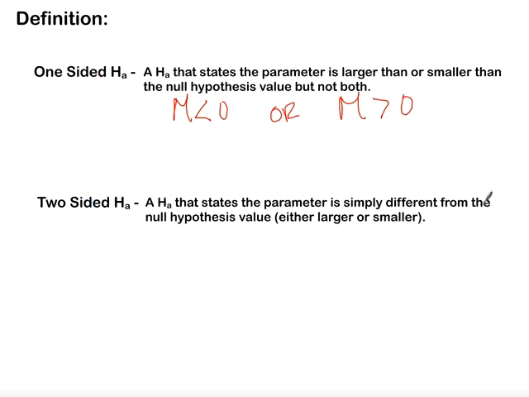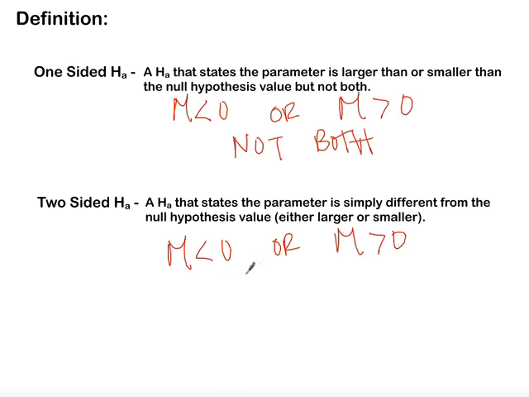A two-sided alternative hypothesis states that the parameter is simply different from the null hypothesis value, so it's either larger or smaller. So this one is not both, this one could be both. It could be either one. So your mean is less than 0 or your mean is greater than 0. Either or.